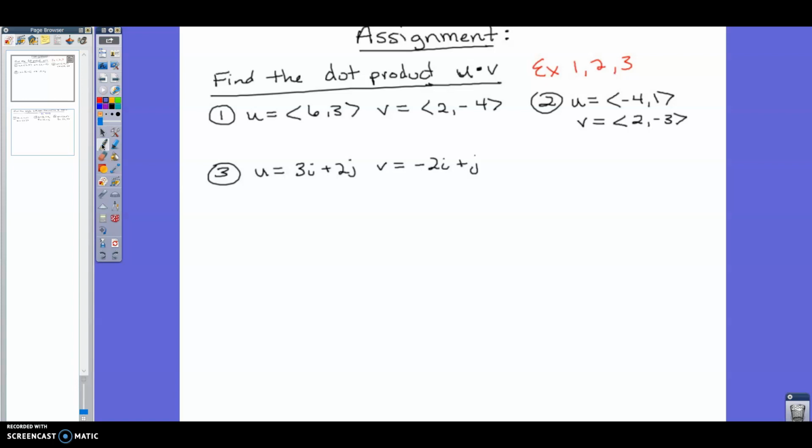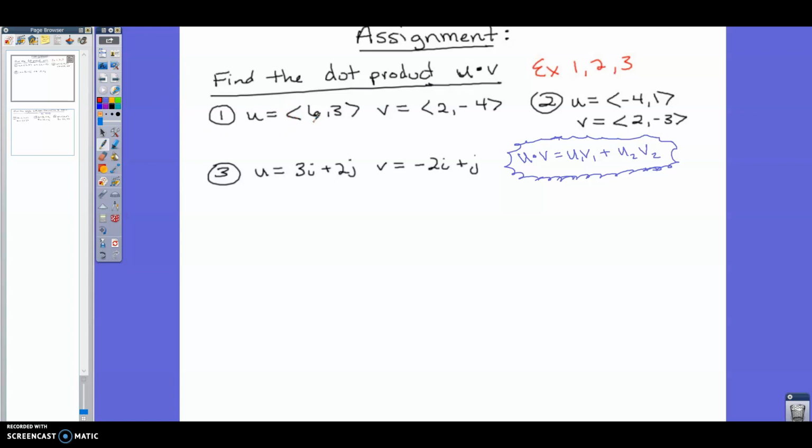So here we're going to ask to find the dot product. So I'll write the formula. The dot product equals u1 v1, which is our x components, plus u2 v2. So this is the formula that we're going to use for all of these.